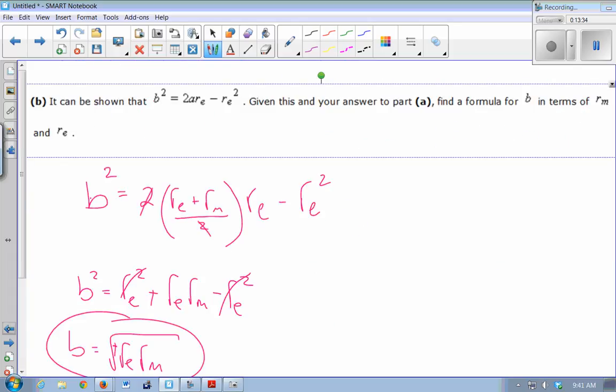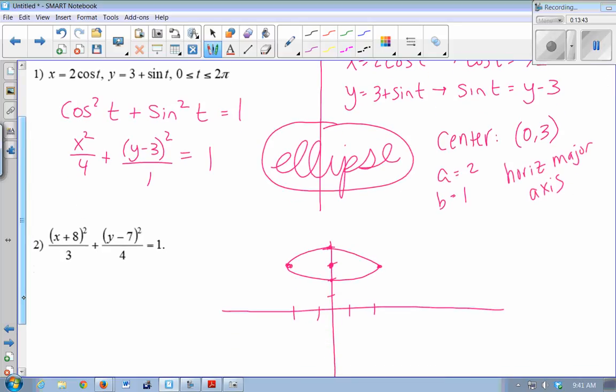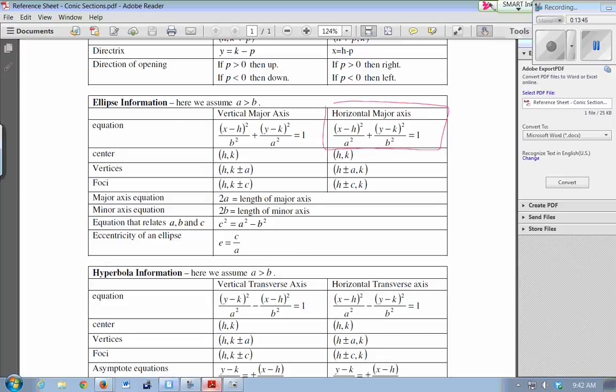So the number under x, when it's bigger, is the A. So basically A is the square root of the larger denominator, regardless of where it shows up. A is the square root of the larger denominator.